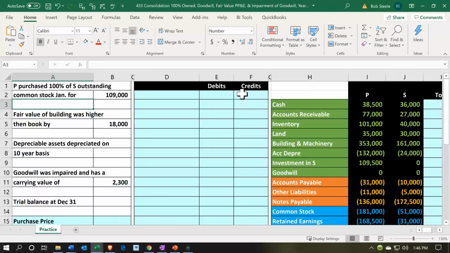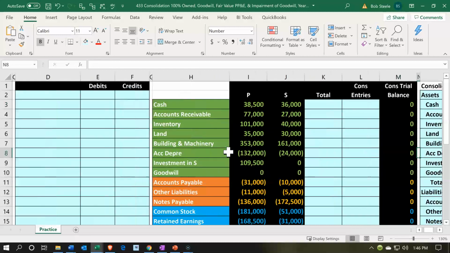Going back to the left to see the data, P purchased 100% of S's outstanding common stock. P the parent, S the subsidiary, for $109,000. So, $109,000 purchase. Fair value of the building was higher than the book value by $18,000. Okay, so the purchase took place a year ago.